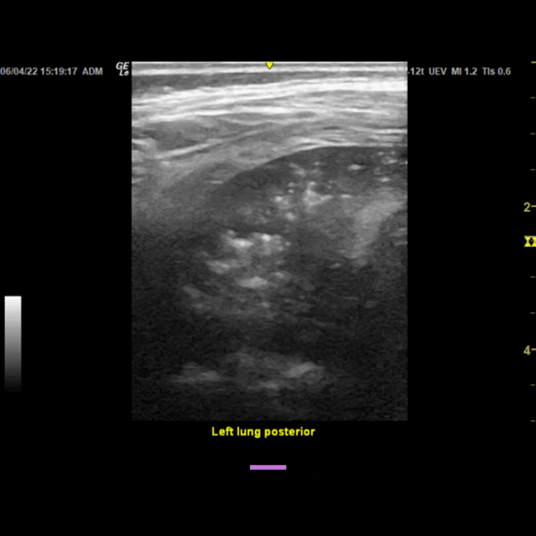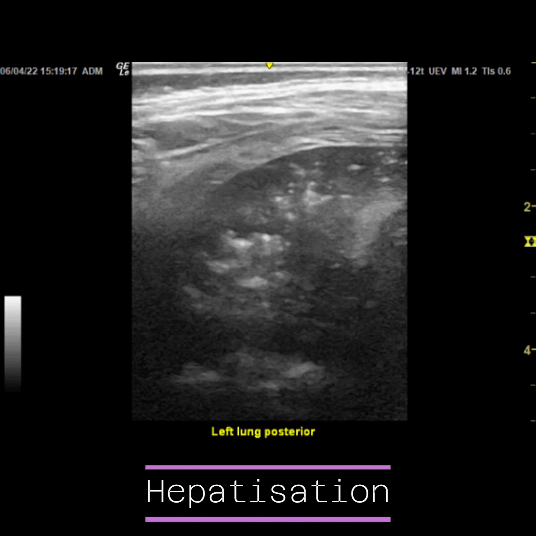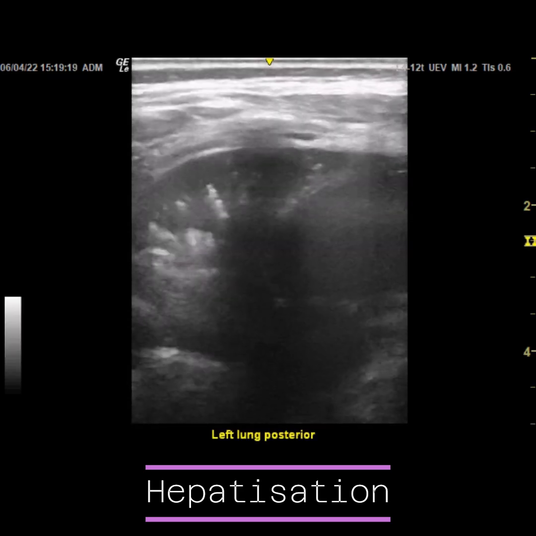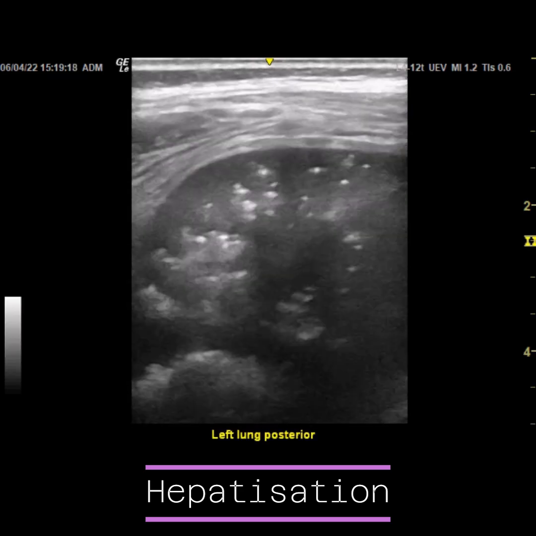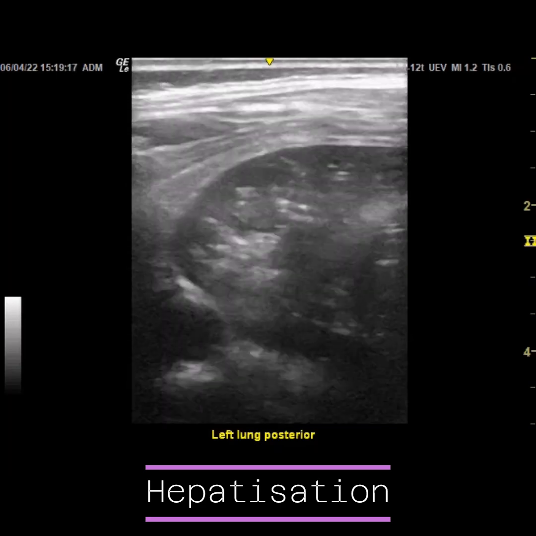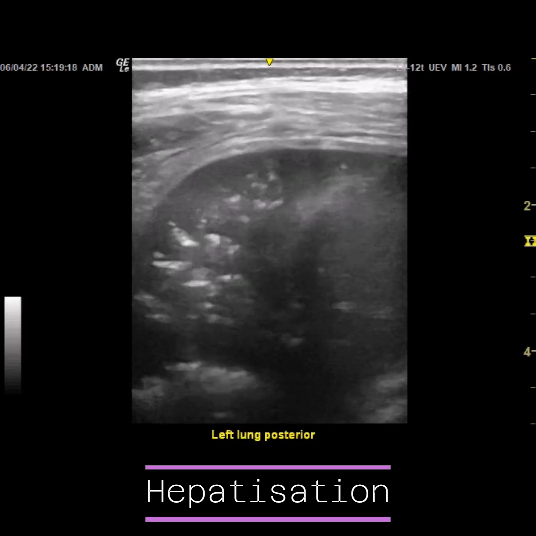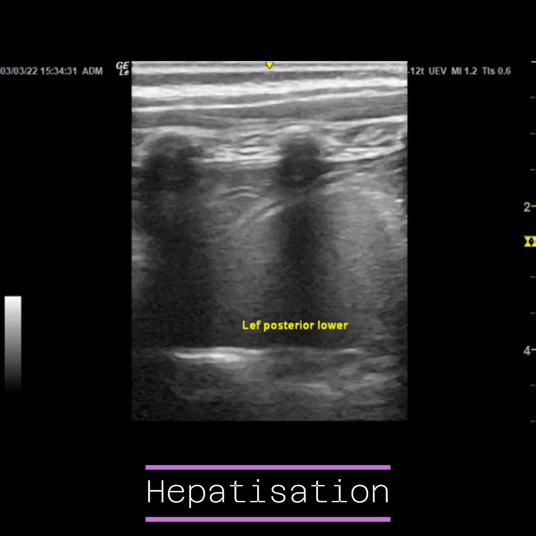Now, all of these appearances are consistent with what we call hepatization, and that is where the lung tissue takes on a solid appearance on echo, in terms of its echo texture, and it's obviously taken from the name that it resembles that of the liver tissue.